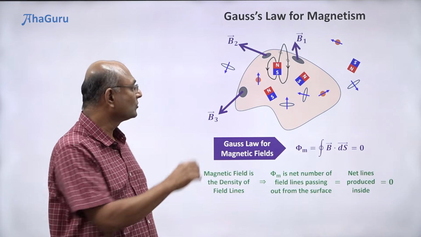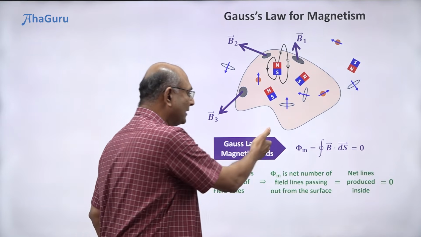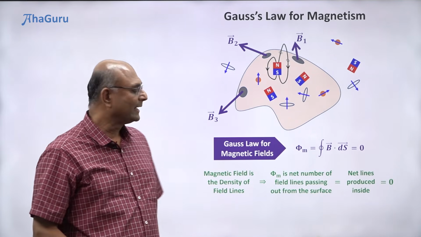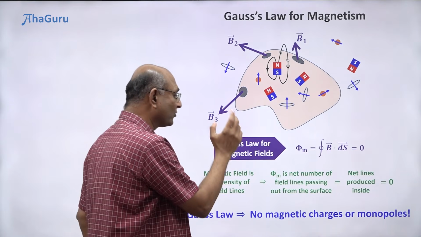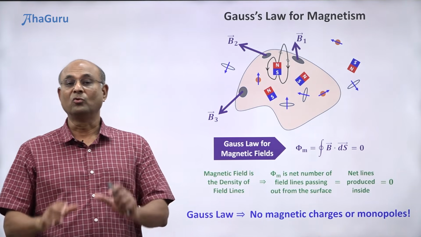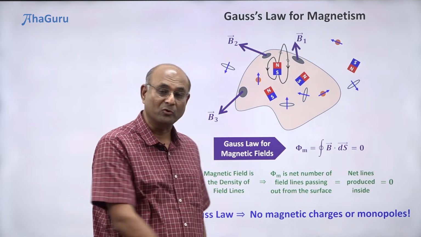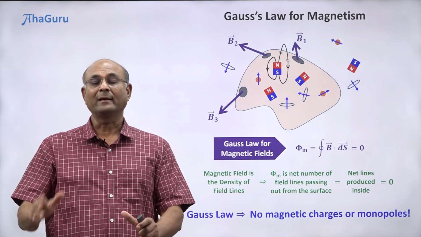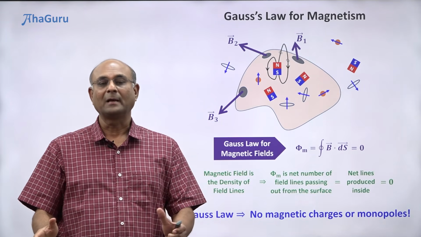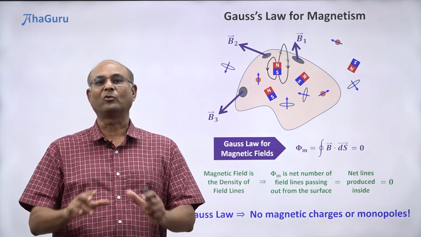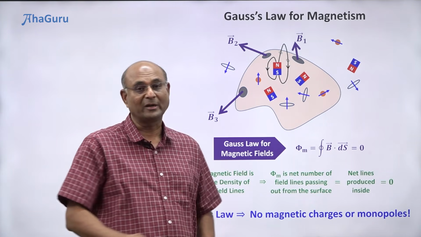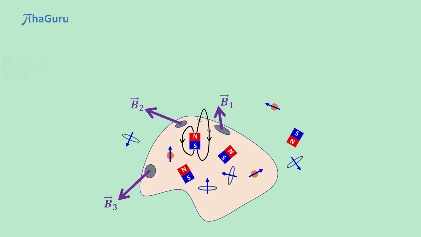So the conclusion, or the equivalent statement from Gauss law, is that Gauss law for magnetism tells us that there are no magnetic charges, no magnetic monopoles. We have been using magnetic charges to solve problems, but you have to remember that it is just a calculation tool. In reality, there are no magnetic charges. You can never isolate a magnetic monopole.